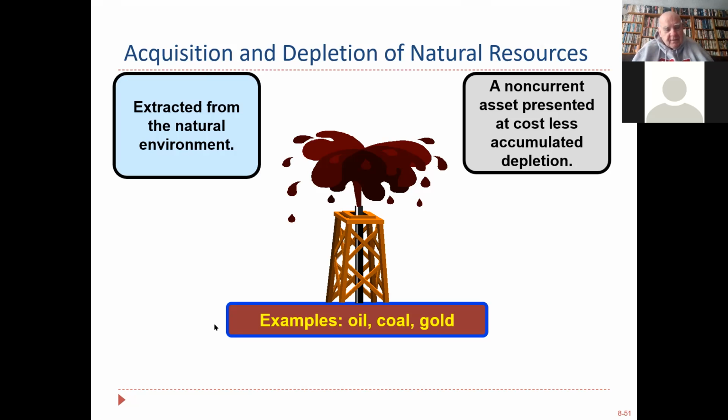Depletion, natural resources, water, oil, timber, coal, gold, silver, okay? It's a non-current asset presented at a cost less accumulated depletion. Notice it doesn't say accumulated depreciation. It's called accumulated depletion. And that's what I'm doing here. This is soda. I'm depleting this bottle. That's all we're talking about.